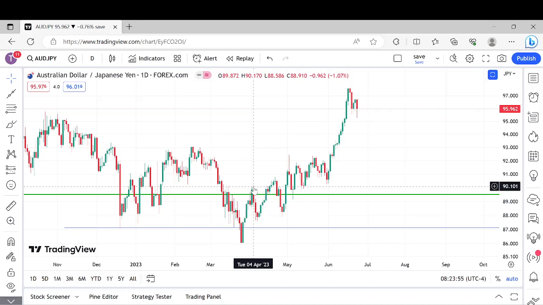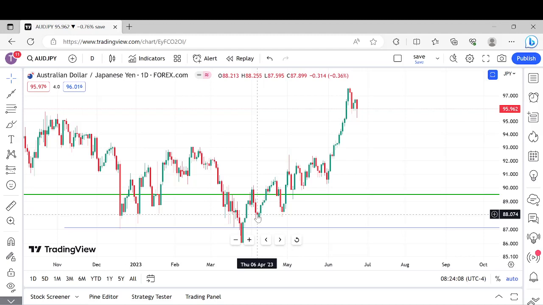Then what does price do next? It retraces within that range into a discount on the daily. Now at this point right here, it's in a weekly discount and it's in a daily discount. Okay, there's the weekly equilibrium. So we're below 50% equilibrium on the weekly now.